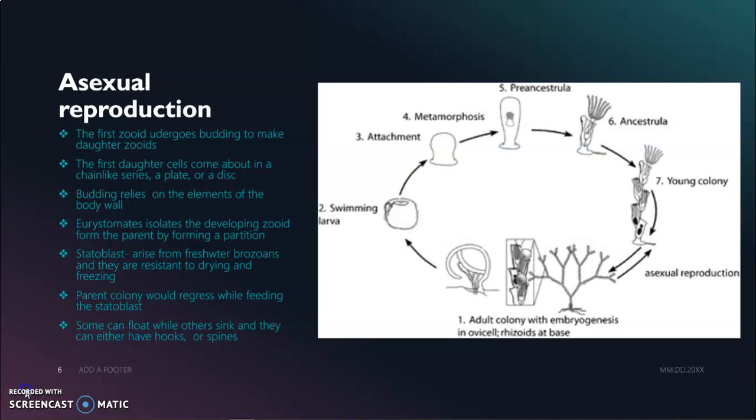And basically, a septum isolates the developing zooid from the parent by forming a partition, and the statoblast arises from freshwater bryozoans, and they're resistant to drying and freezing. And the parent colony will degenerate when feeding the statoblast. Some can float while others sink, and they can either have hooks or spines, and typically these will attach to other aquatic animals or vegetation.